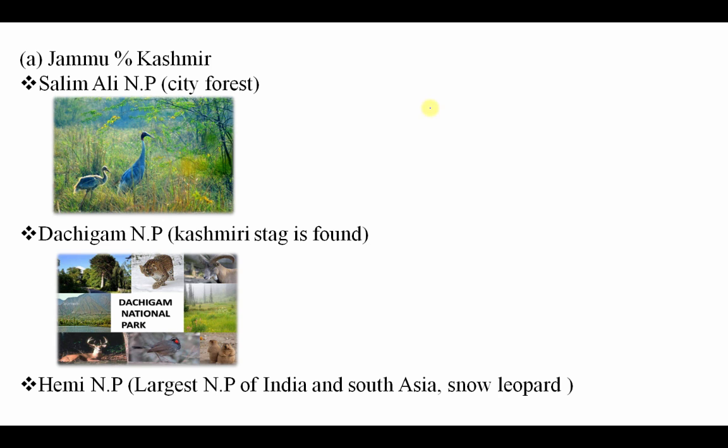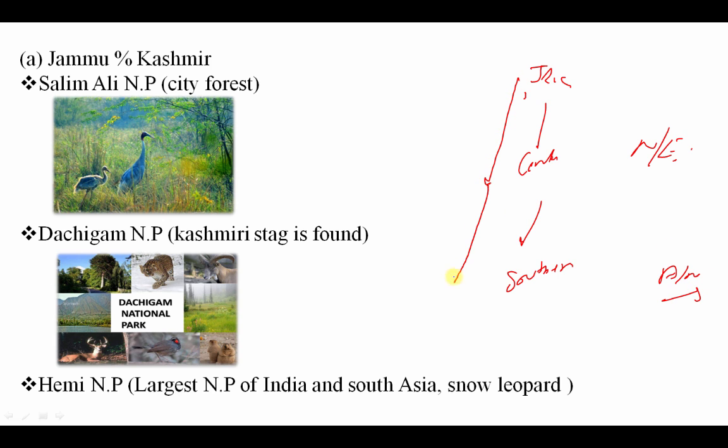Firstly, we'll start from the northern part of our nation, that is Jammu and Kashmir. Then we'll go to the center of India. Then we'll go to southern India. Then we'll see northeast India. Okay. Then Andaman and Nicobar, Lakshadweep and all these. Okay. So we'll proceed from J&K in the north to the center, then to the south.